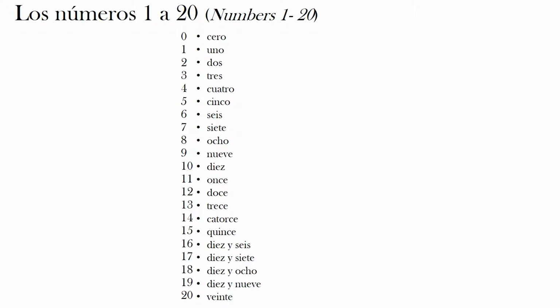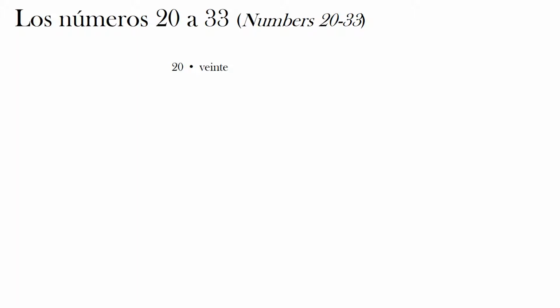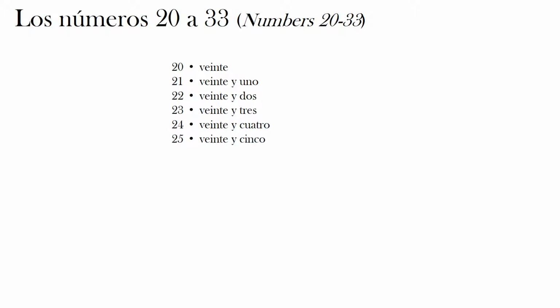20. 21, 22, 23, 24, 25, 26, 27, 28, 29. So 21 through 29, the faster you say it, the more it sounds like one word. And those can be written as one word. The Y changes into an I. The E at the end of 20 disappears. And then you combine it.